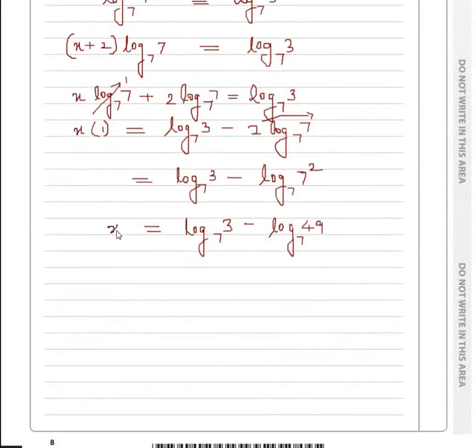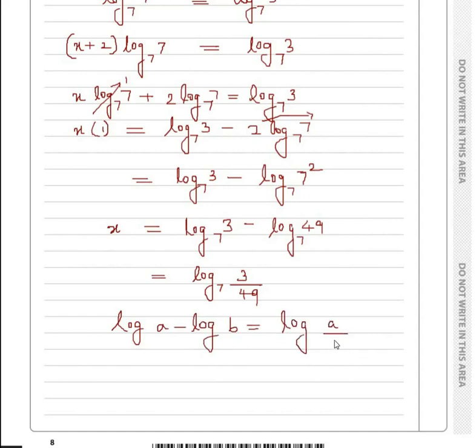This side it remains as x. Finally, we get log of 3 divided by 49 to the base 7. This is again a property of logarithms which states that if log a minus log b is given, we can write it as log of a divided by b. So using this property of logarithms, we can simplify the above expression as this.